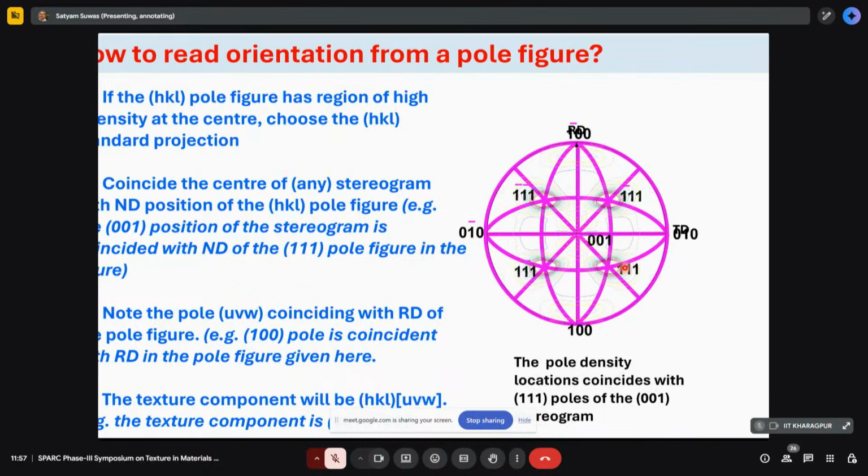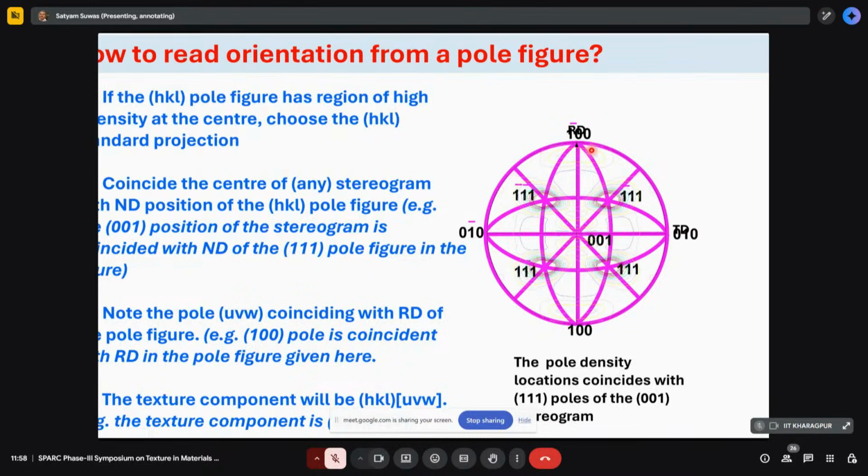Like first we take the 001 projection, and I have just imposed it on the pole figure. Since this was the 111 pole figure, the locations of maximum intensity must be 111. So we easily saw that these 111 points are located and they exactly match over here. So now in this case, what could be the orientation of the sample? The center is at 001, so the plane parallel is 001 and the direction is 100.